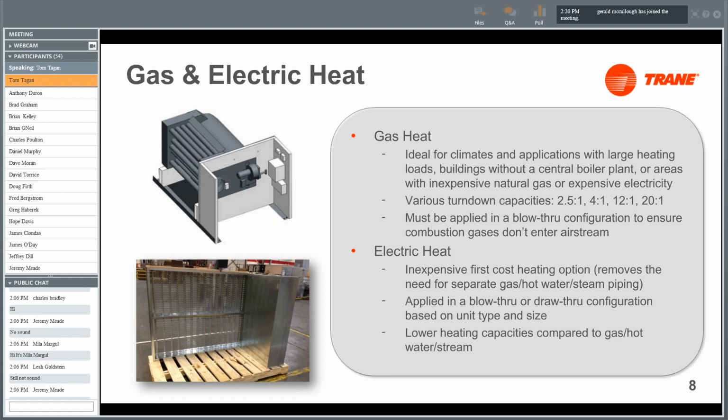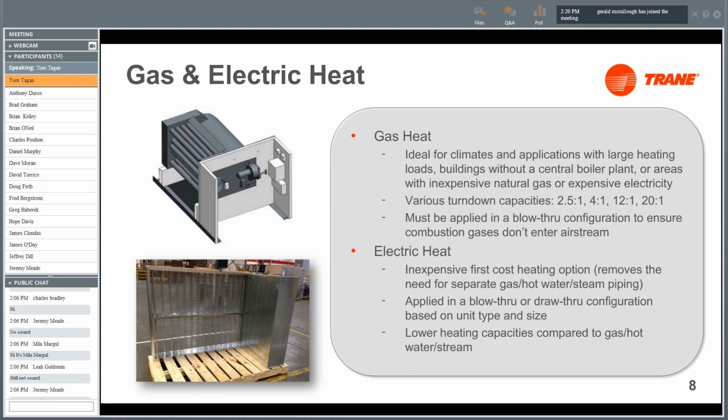In addition to cooling and heating with chilled water, hot water, you can provide heat via gas or electric. This top left-hand corner picture is a gas heat module, and the bottom left-hand corner is an electric heat module. And your gas heat is going to be ideal when you're in a situation you have climate with a large heating load, or if you have a building that doesn't have a central boiler plant with hot water or steam available, or areas that just have inexpensive natural gas.